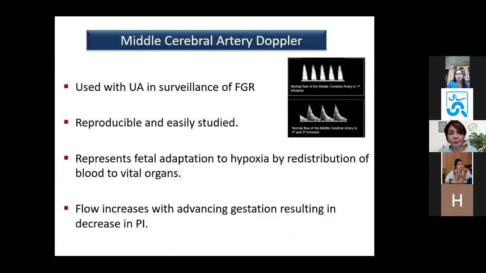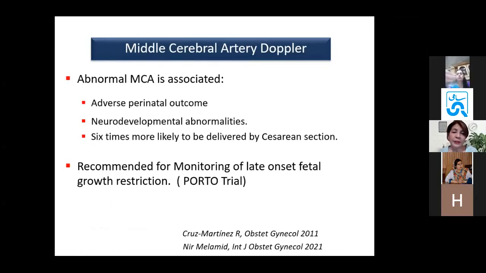Moving on, the middle cerebral artery is used in conjunction with the umbilical artery, because it is easily reproducible and easily studied. It represents fetal adaptation to hypoxia, and the flow increases with advancing gestation. In the beginning, it's without any end-diastolic flow, and it kind of mirror images the umbilical artery; with advancing gestation it shows end-diastolic flow, but in the beginning, it's different. So abnormal MCA fetuses not only have a perinatal outcome effect, but are 6 times more likely to be delivered by cesarean section, and hence the importance of MCA is in monitoring of late onset fetal growth restriction.